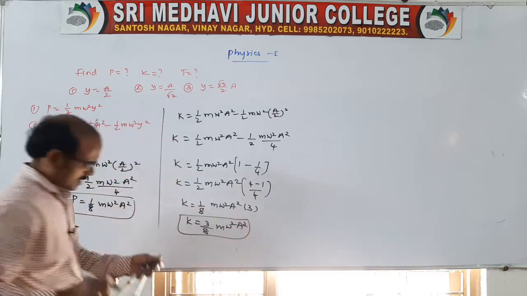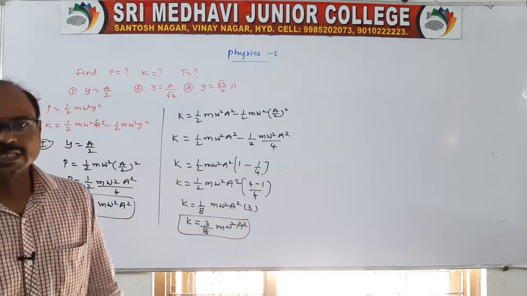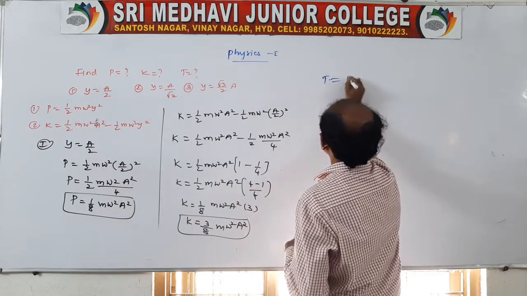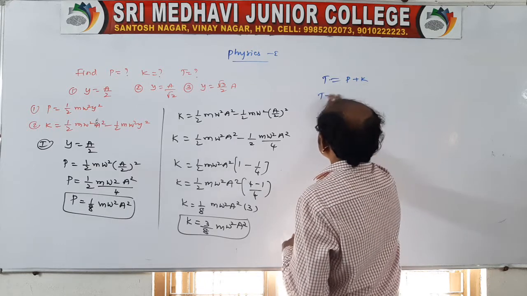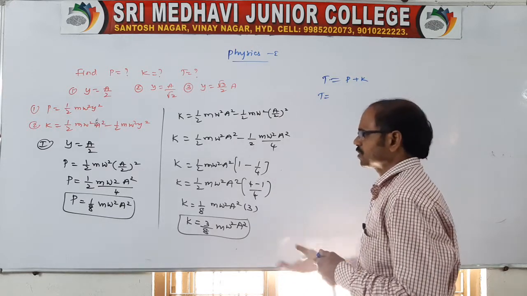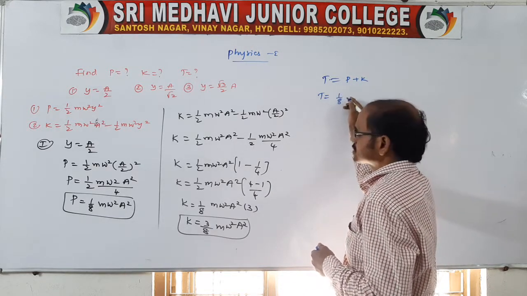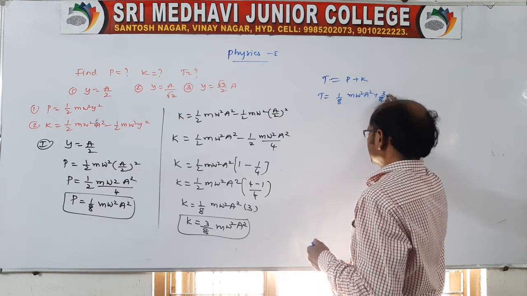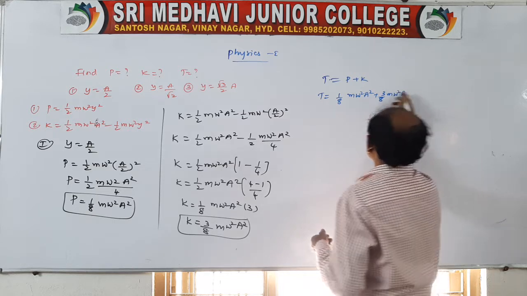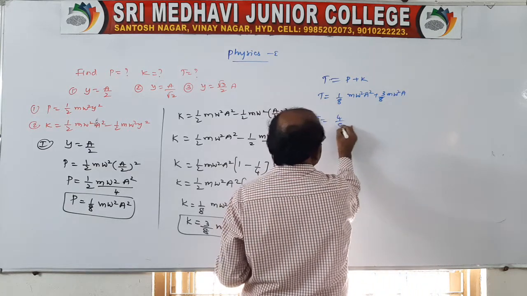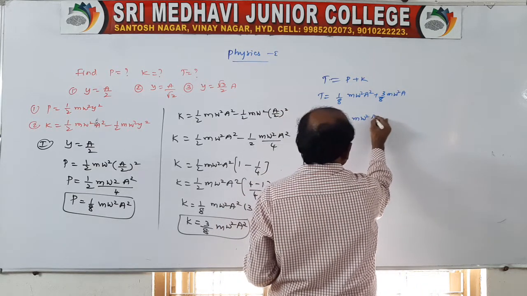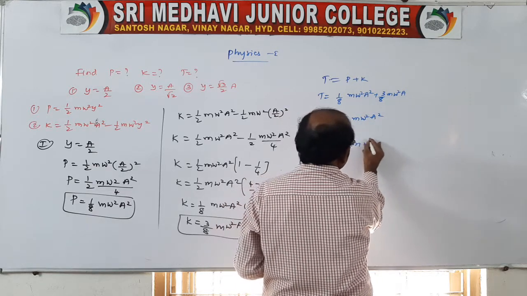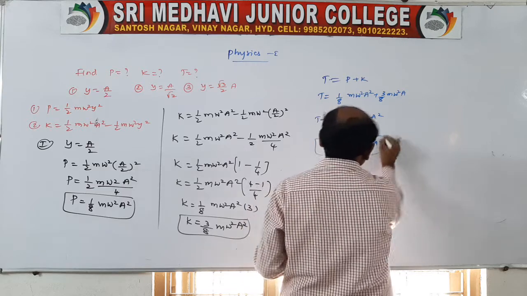This is what? The kinetic energy. Now it is asking for the total energy, no? Yes, of course. Total energy is equal to potential plus kinetic energy. Or else we can also take it directly, no problem. But better you go like this: m omega square a square plus 3 by 8 m omega square a square. Now you add this, 4 by 8 m omega square a square. 4 ones, 4 twos. Total energy will be 1 by 2 m omega square a square.